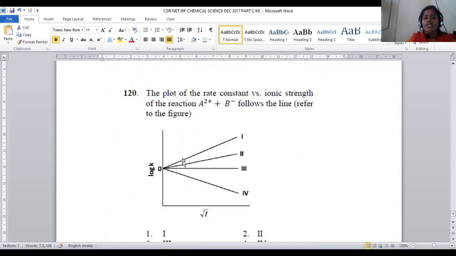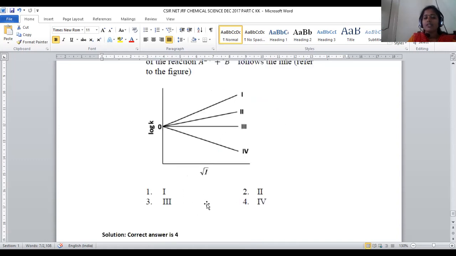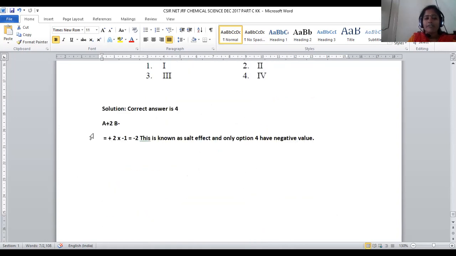Let us move on to the last question. The plot of rate constant versus ionic strength. Again, it is chemical kinetics. The plot of rate constant versus ionic strength of the reaction A to the power plus 2 plus B to the power minus follows the line. Refer to the figure. Here log K versus root of ionic strength were plotted. 4 different plots were obtained: 1, 2, 3, 4.